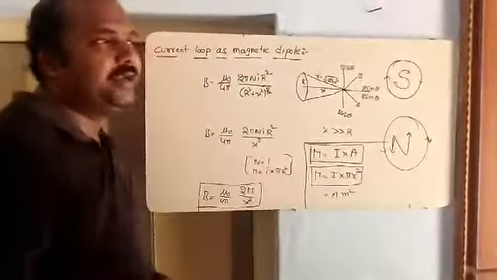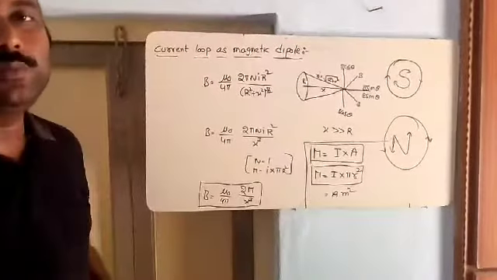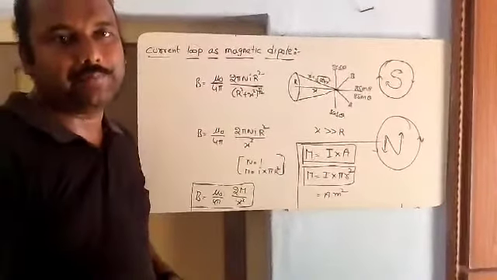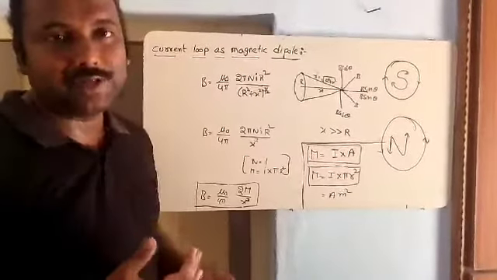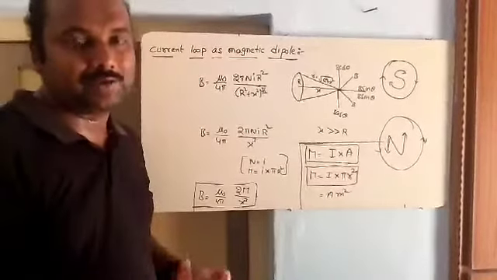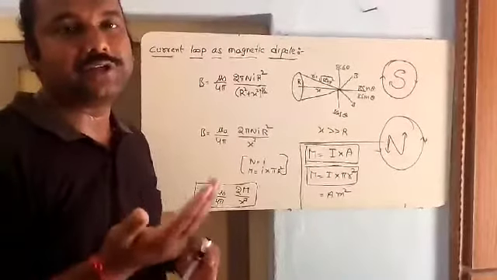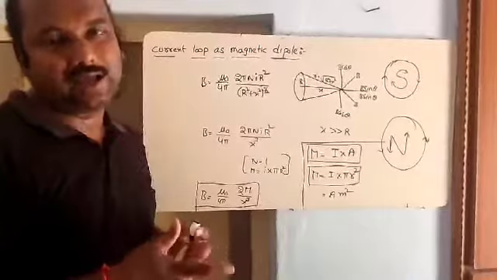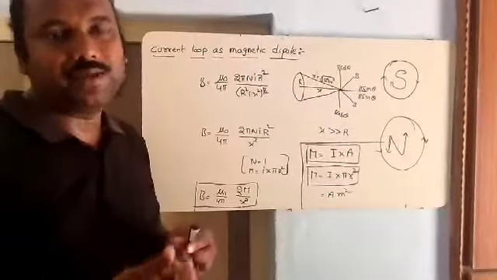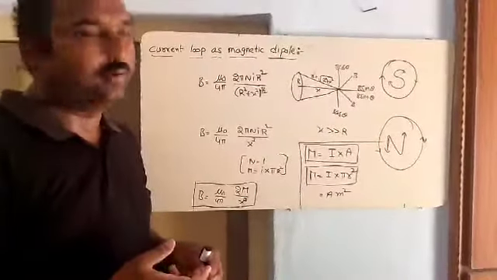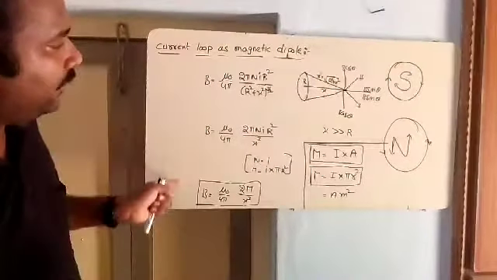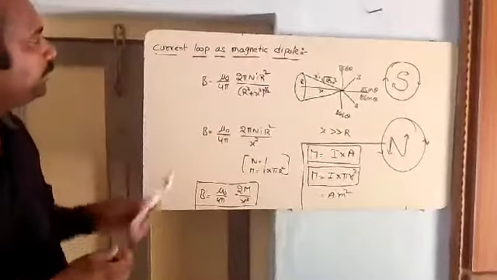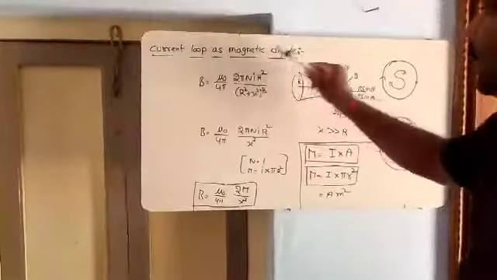So from this it is concluded that the circular loop behaves like a magnetic dipole, depending on the current direction. If it is clockwise, that face behaves like a south pole; if it is anti-clockwise, that face behaves like a north pole. So once again, all of you see the expression part: the current loop as a magnetic dipole.